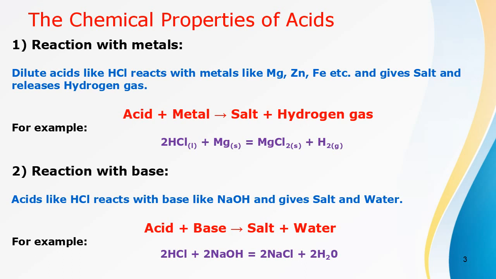Reaction with metals. Dilute acid like HCl reacts with metal like magnesium, zinc and iron and gives salt and releases hydrogen gas. That means acid plus metal will give you salt and hydrogen gas.